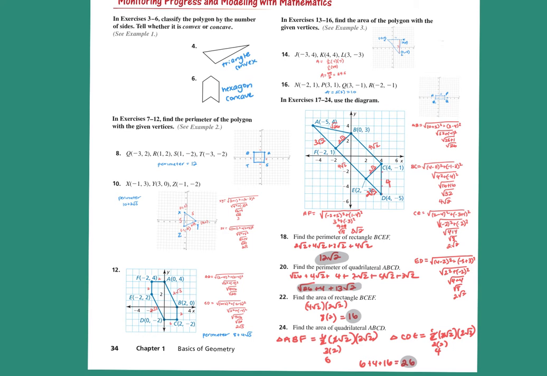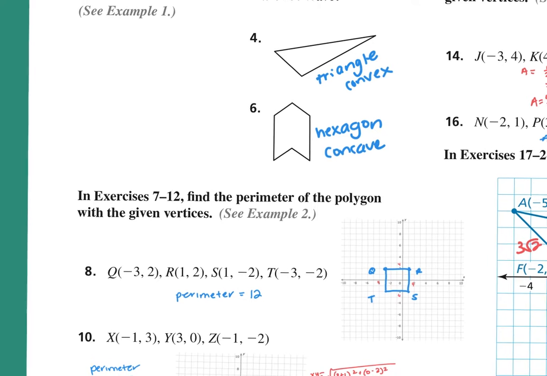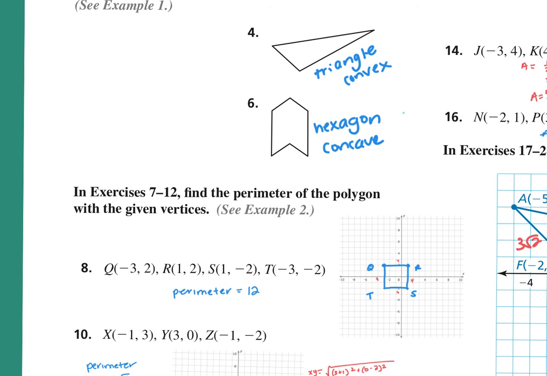All right, this is homework. So 4 and 6, start there. 4 is a triangle, and it is convex. 6 is a hexagon, and it is concave. 8 and 10 ask for the perimeter, so be really careful, because if the test asks for perimeter, you don't want to give the area, or if it asks for area, you don't want to give the perimeter. Make sure you identify which one it's asking for.